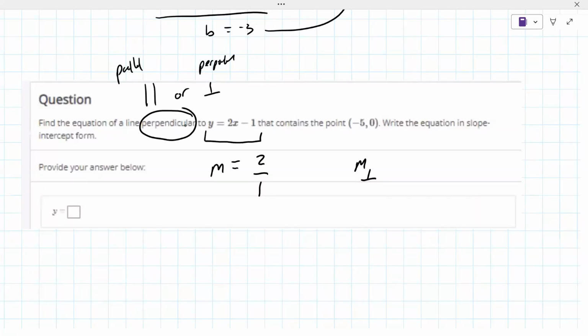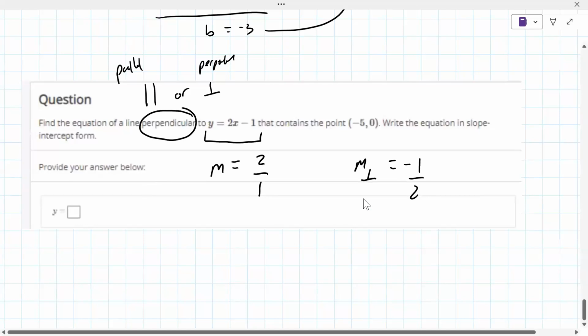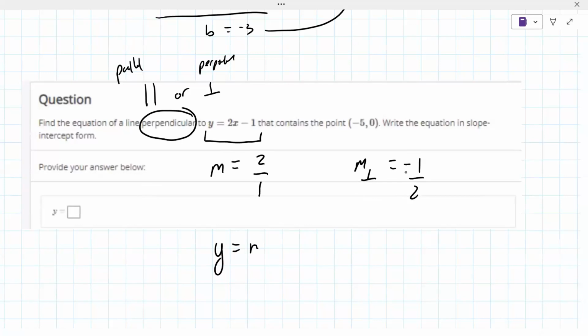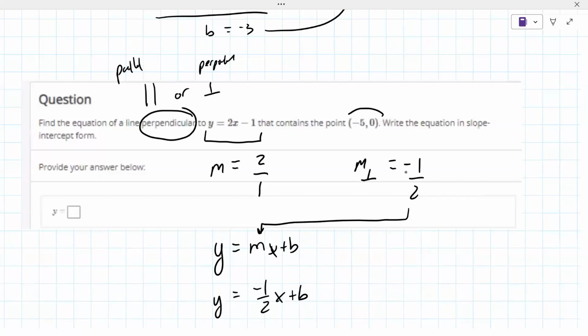Now, do you remember from class how to go from the slope to the perpendicular slope? No, I don't. So you flip the fraction. What's the flip of the fraction? 1/2. Okay, and then you negate it. So if it's positive, it becomes negative. If the slope were negative, it would become positive. Now you write y equals mx plus b, but you use the new slope. So y equals minus 1/2 x plus b. And then you have a new ordered pair here, negative 5 comma 0.